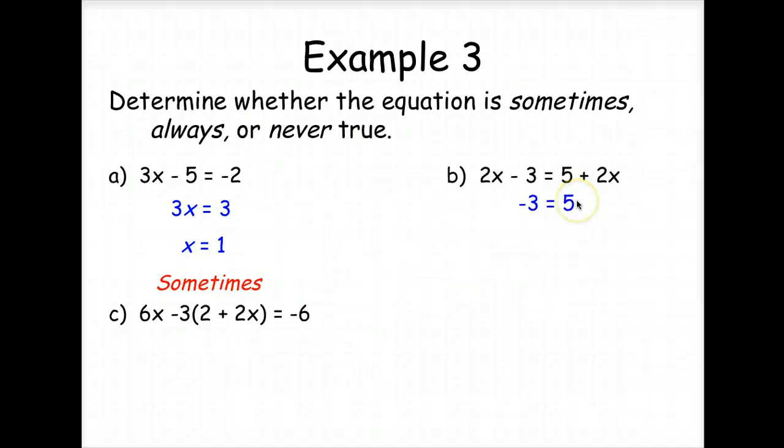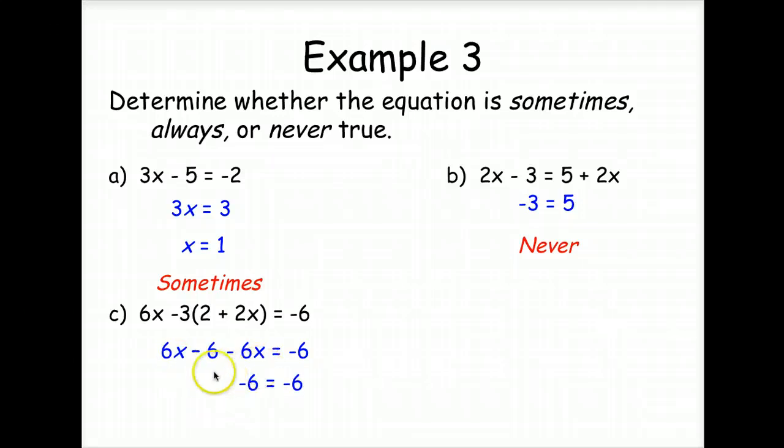Let's solve this one. Well, if we subtract 2x from both sides, look, our x vanishes. Is negative 3 ever equal to 5? No. So this one will never be true. So let's distribute the 3 across the parentheses. We're going to combine our like terms. That leaves us with negative 6 is equal to negative 6. Is negative 6 equal to negative 6? Always. So this one will always be true.